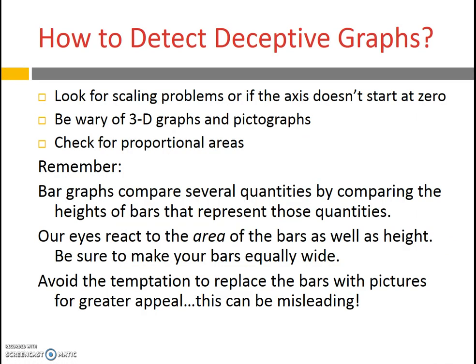So, some ways to detect deceptive graphs. Look for scaling problems, or if the axis doesn't start at 0. Another thing to look for, three-dimensional graphs, pictographs. They play tricks on our eyes. Look for proportional areas. So, bar graphs compare quantities by comparing the heights of bars that represent those quantities. Our eyes react to the area as well as height, so that's why your bars need to be equally wide. And avoid that temptation to replace the bars with pictures, because that can be misleading.